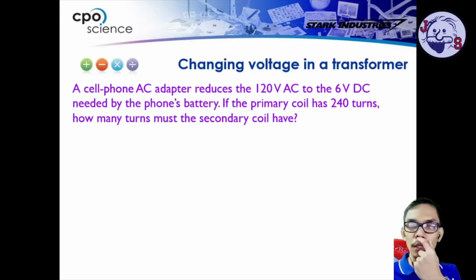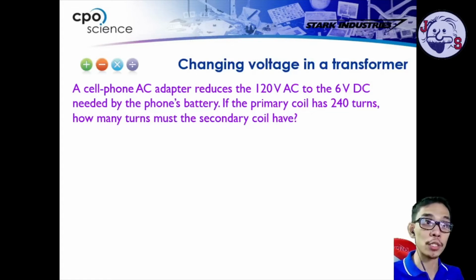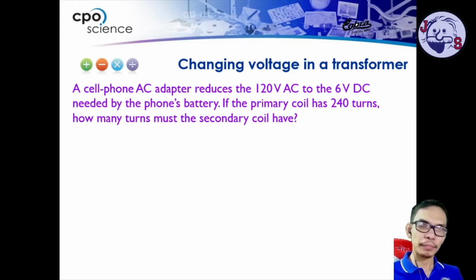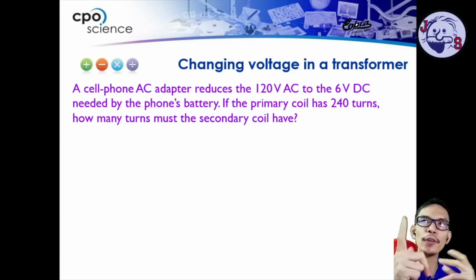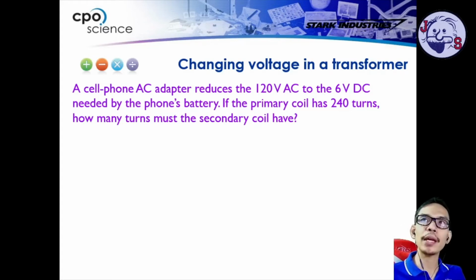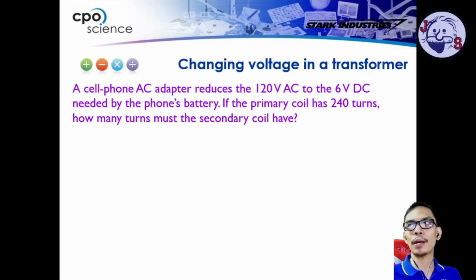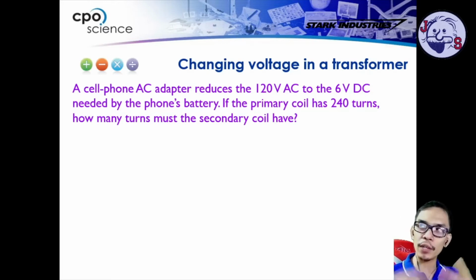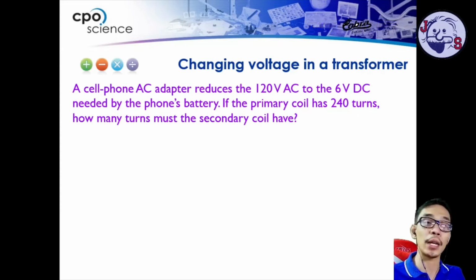Alright, so let's put the equations to good use. You can pause this video if you want to answer this problem beforehand. Okay, so what do we have right here? A cell phone AC adapter reduces the 120 volts AC to the 6 volt DC needed by the phone's battery. If the primary coil has 240 turns, how many turns does the secondary coil have?